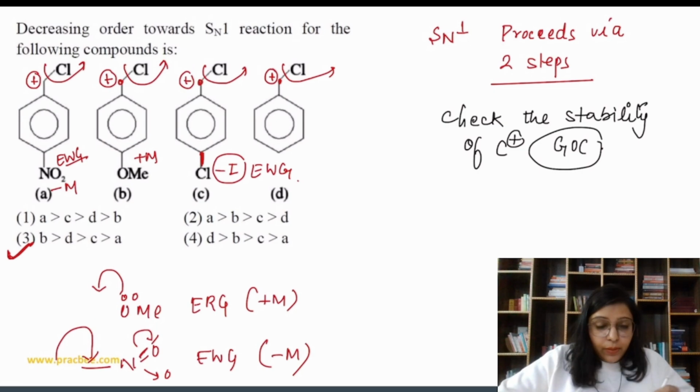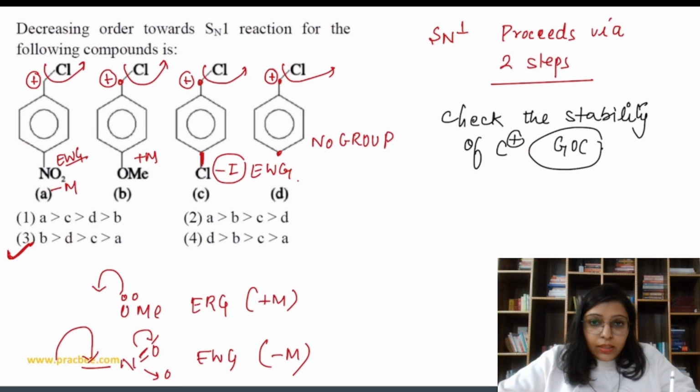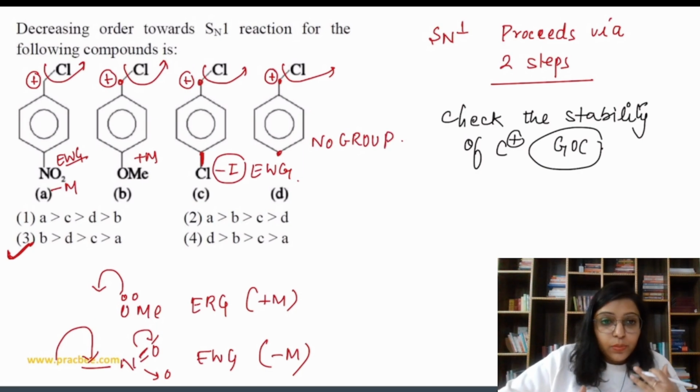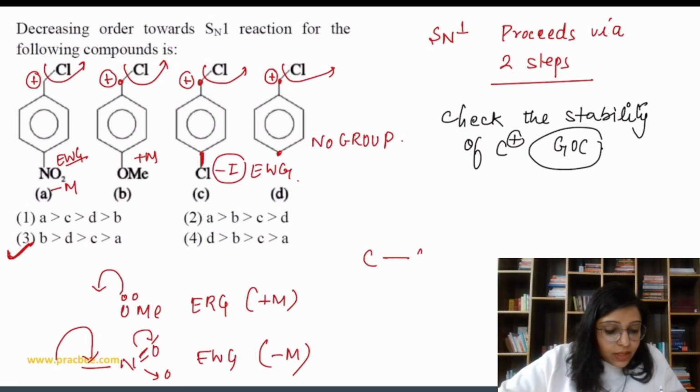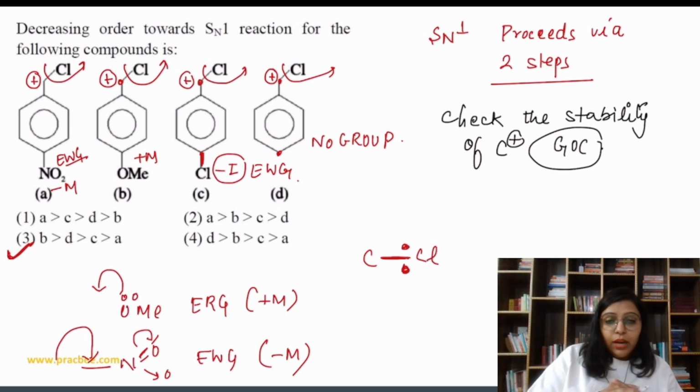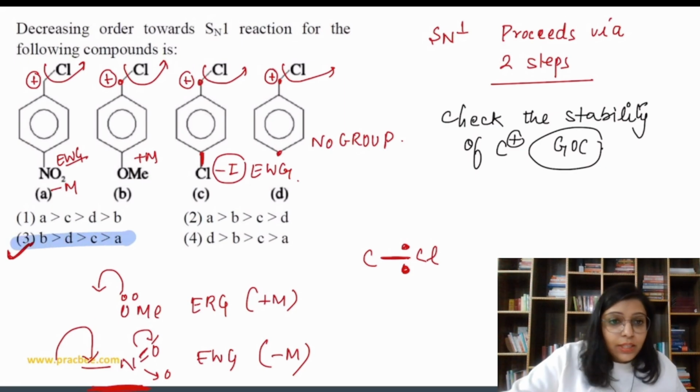Now after B, we have D, because in D we have no group. Then C, why C? Because minus I means partial transfer. Suppose Cl is more electronegative. So what happens? The bond pair of electrons of this bond are closer to the Cl side, not closer to the carbon side. So it's not taking the electrons completely. But NO2 is taking the electrons completely, right? NO2 part is taking the electrons completely. Transfer of electron happens. So here A is going to be the least. So option 3 is going to be the correct answer.